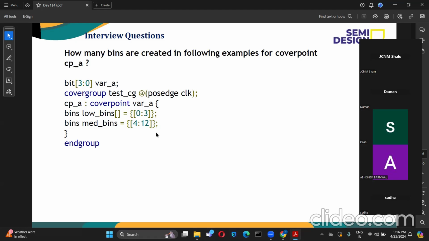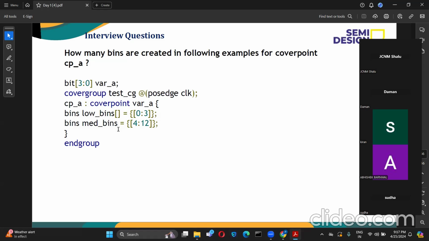Okay, fine. So low bins, you are right, Daman. It will be 4 bins: 0, 1, 2, and 3. As I told yesterday, when we take the square braces like a subscript, if we don't mention any value, then based on the number of possibilities, that many bins will get created. Now the possibilities are 0, 1, 2, and 3, right? When the range is 0 to 3, that's why 4 bins will get created.